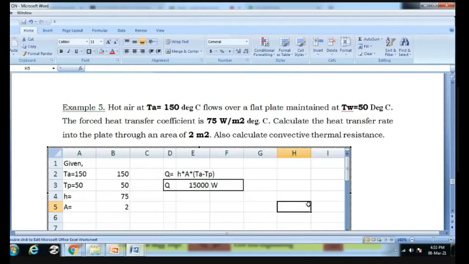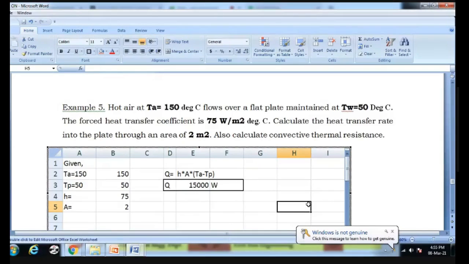If you are writing, you write only given data. Hot air is there, 150 degrees Celsius, which is flowing over the flat plate that is maintained at 50 degrees Celsius. Forced heat transfer coefficient 75 watt per meter square degree Celsius, and area of the plate is 2 meters square. So if it is there, then what is the convective heat transfer? It is 15,000 watt.